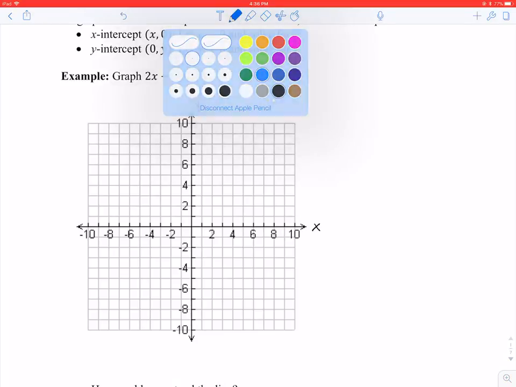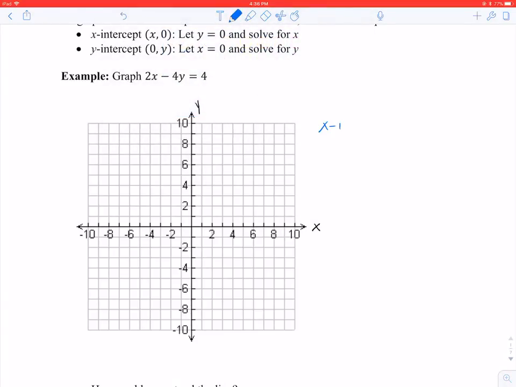let's go ahead and find the x-intercept first. So we know that the y-coordinate is 0. I'm going to substitute 0 in for y in the equation. So when we simplify the left-hand side, we get 2x equals 4, then divide by 2 on each side, and we get x equals 2. So now that we have the ordered pair that represents the x-intercept, we can go ahead and graph that.